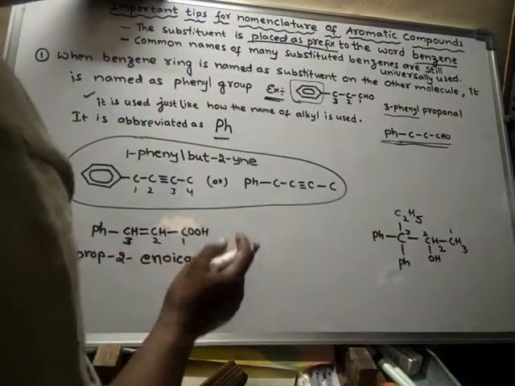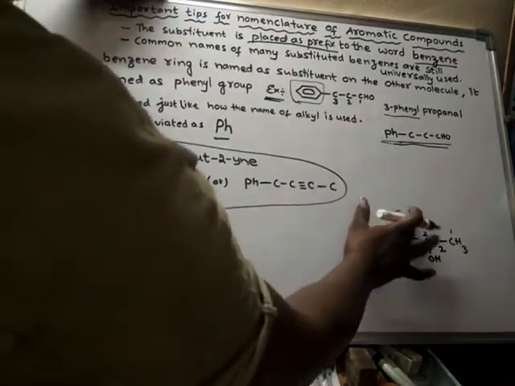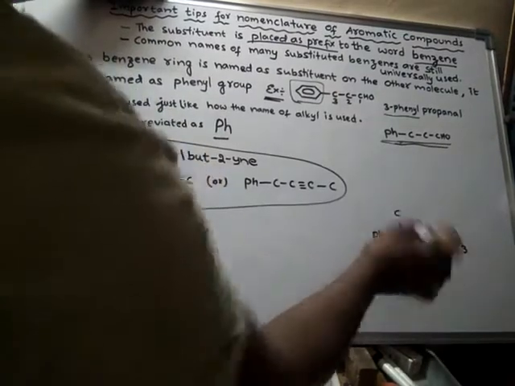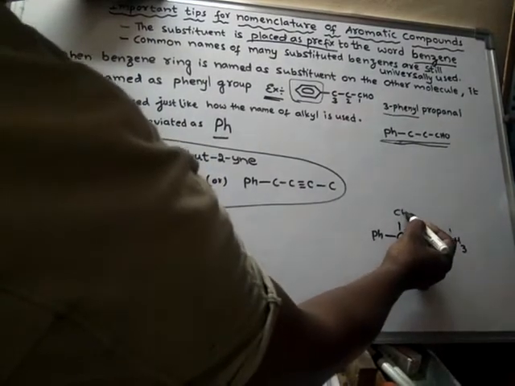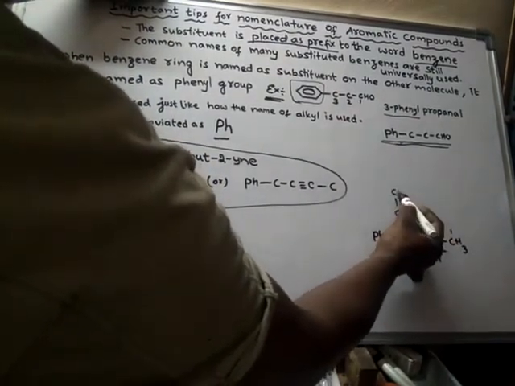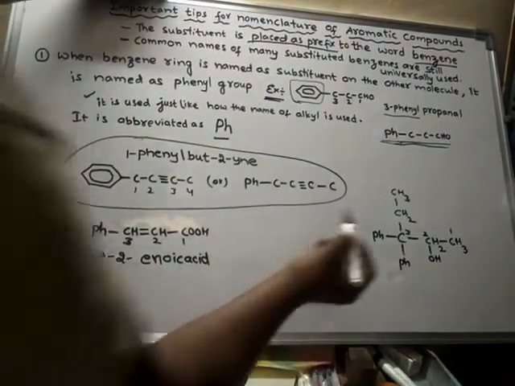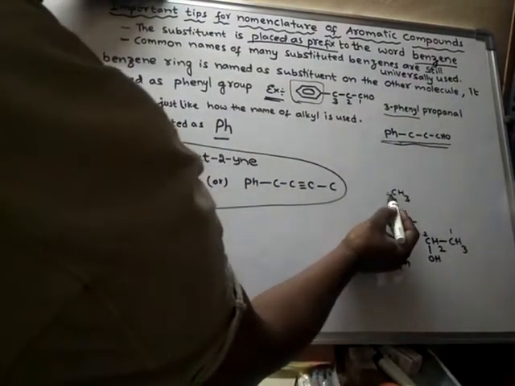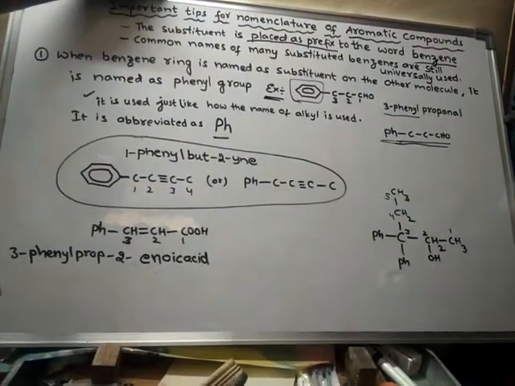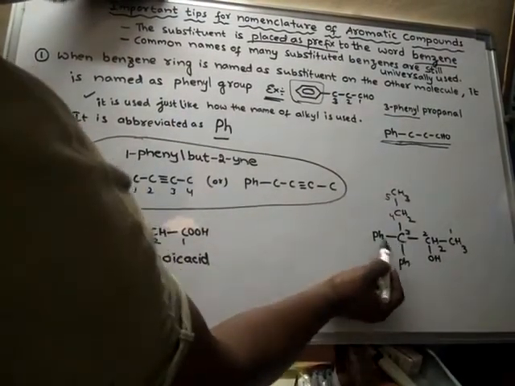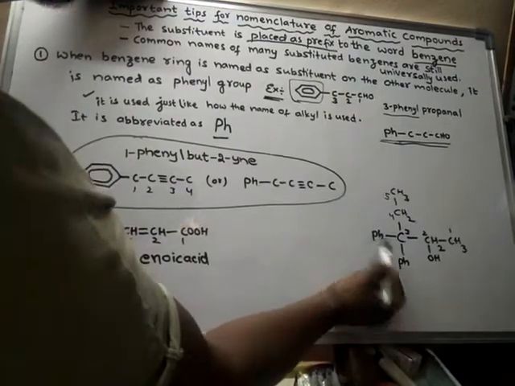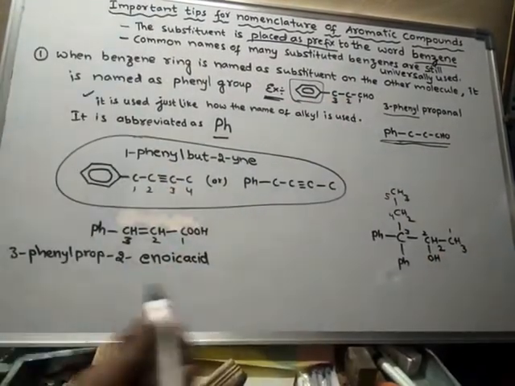Okay, right? So for convenience I am writing C2H5 like this. Now this will be the fourth carbon and this will be the fifth carbon. So on the third carbon there are 2 phenyl groups, or else 2 benzene rings. So now, what is the name of the compound?